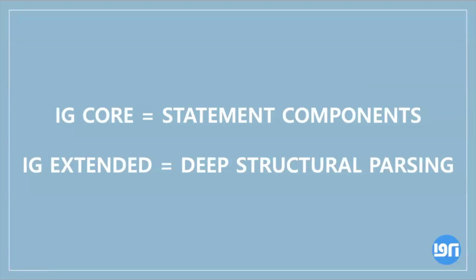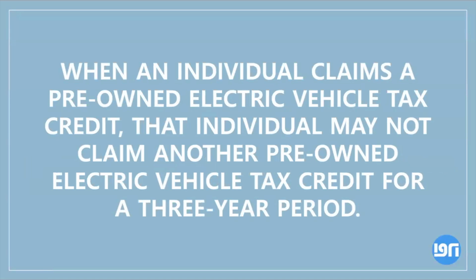To illustrate what we mean, consider the following institutional statement. When an individual claims a pre-owned electric vehicle tax credit, that individual may not claim another pre-owned electric vehicle tax credit for a 3-year period.